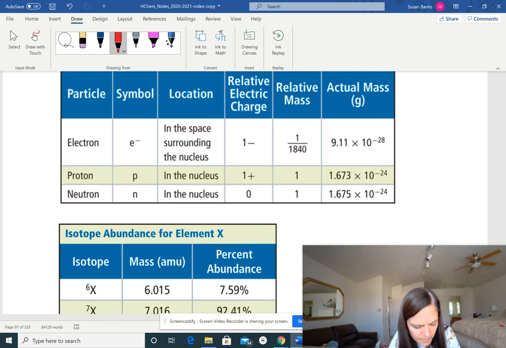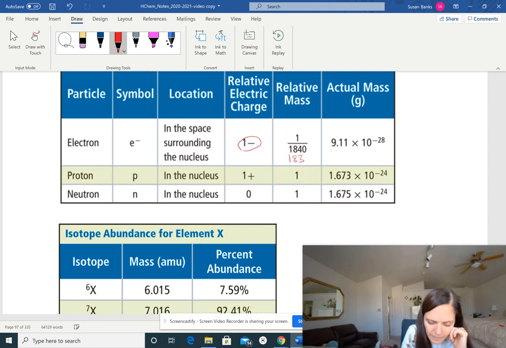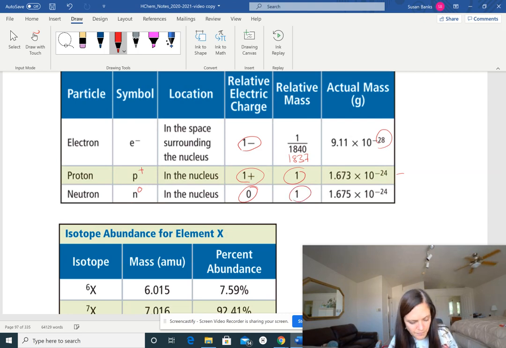We have electrons. They are in the space surrounding the nucleus. We have a charge of -1, a relative mass of 1/1,837th, really, of a hydrogen atom. We have an actual mass of 9.11 x 10^-28 grams. Proton, it's in the nucleus. It has a relative charge of +1, a relative mass of 1. Its actual mass in grams. Neutron, I'm going to put these symbols here. It's also in the nucleus. It has a relative charge of 0. It has a relative mass of 1.